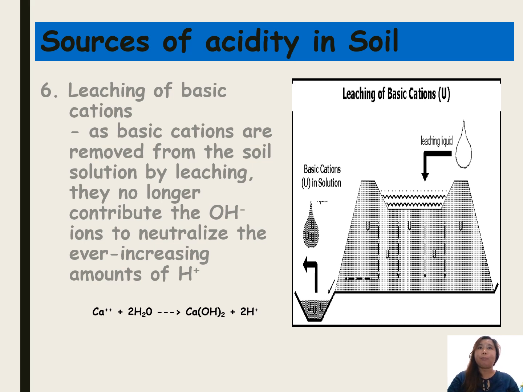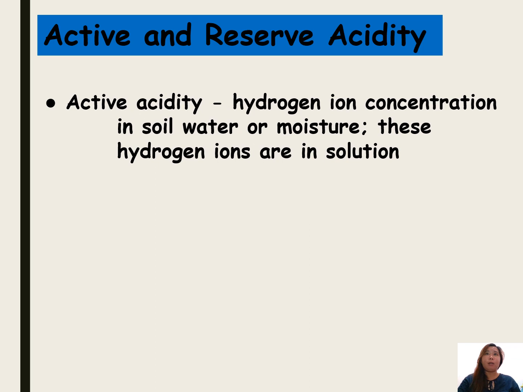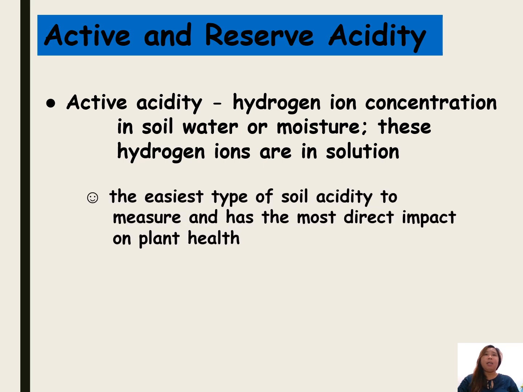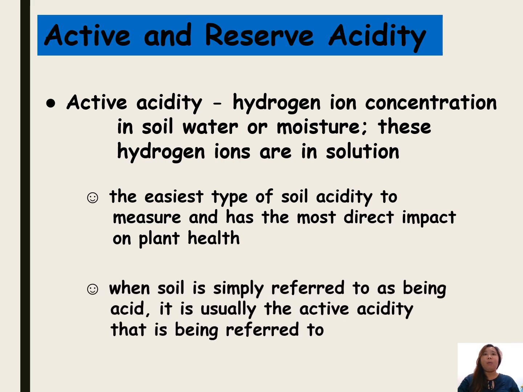in the salt solution. We do have two kinds of acidity, what they call the active and the reserve acidity. When you say active acidity, it refers to the hydrogen ion concentration in soil water or moisture, and these hydrogen ions are in the soil solution. It is the easiest type of soil acidity to measure and has the most direct impact on plant health. When soil is simply referred to as being acid, it is usually the active acidity that is being referred to.